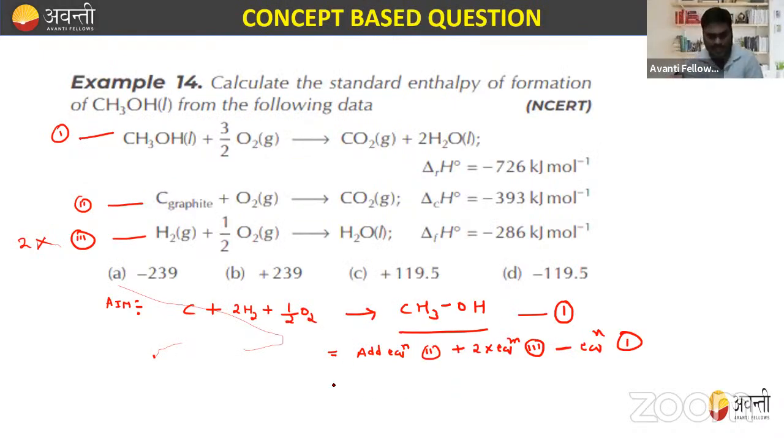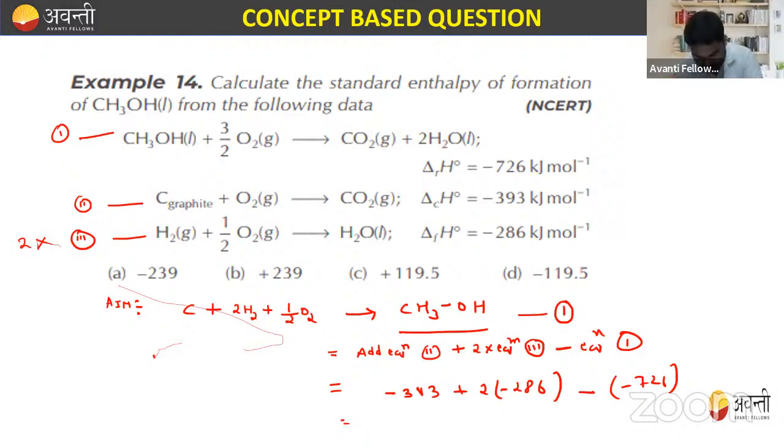So just put the value of enthalpy according to this. That is the enthalpy of equation 2, which is minus 393 kilojoule, plus 2 into minus 286, that is the enthalpy of equation third, minus minus 726. So if you do this, you get the value.